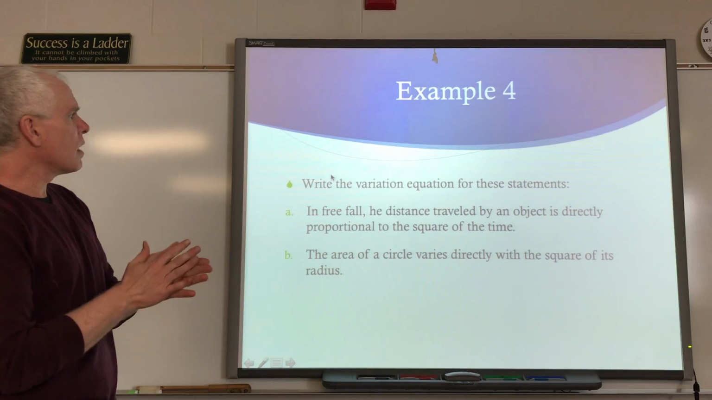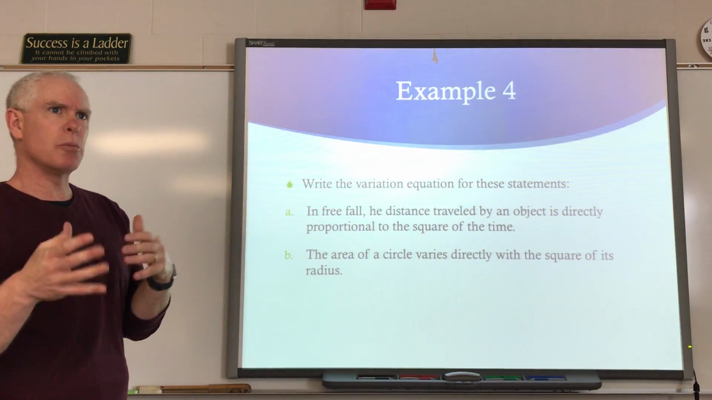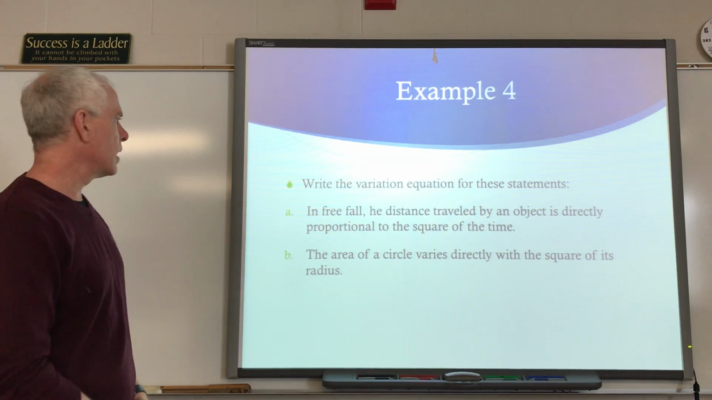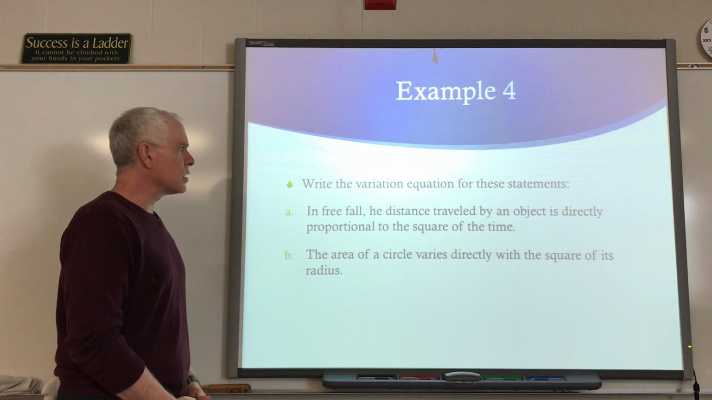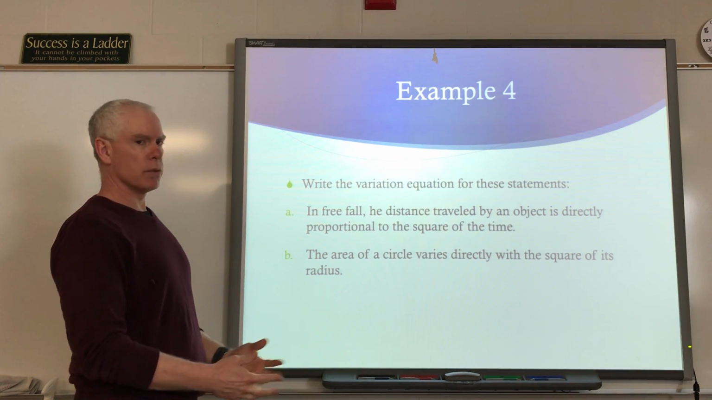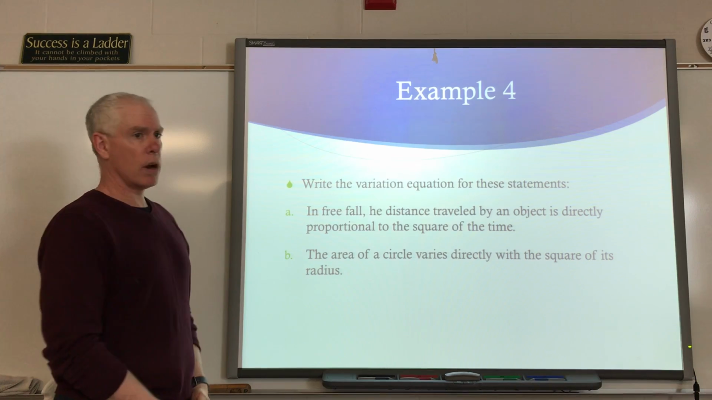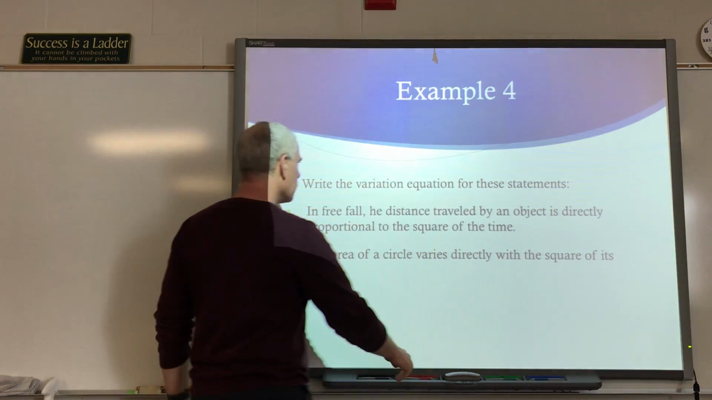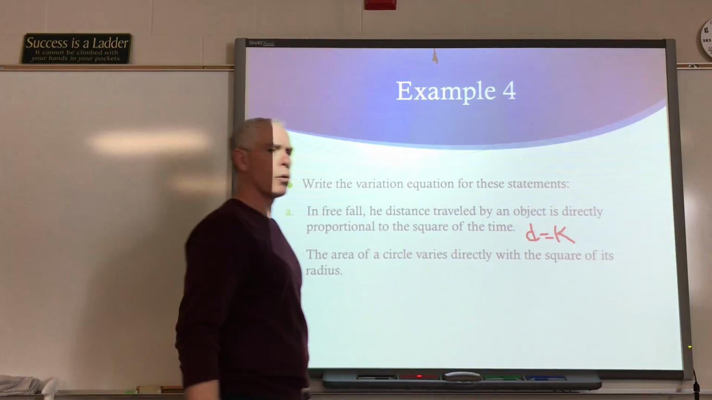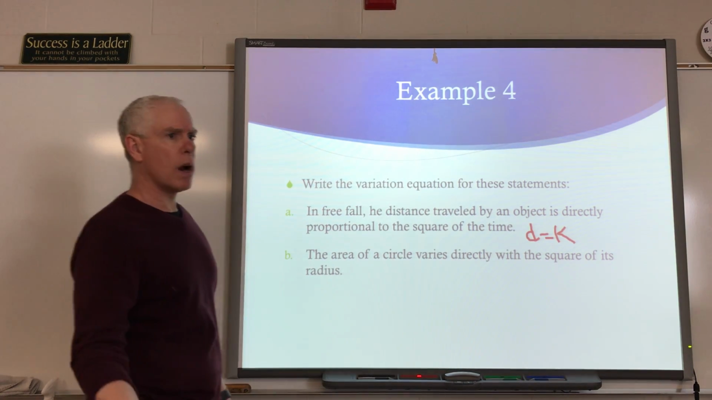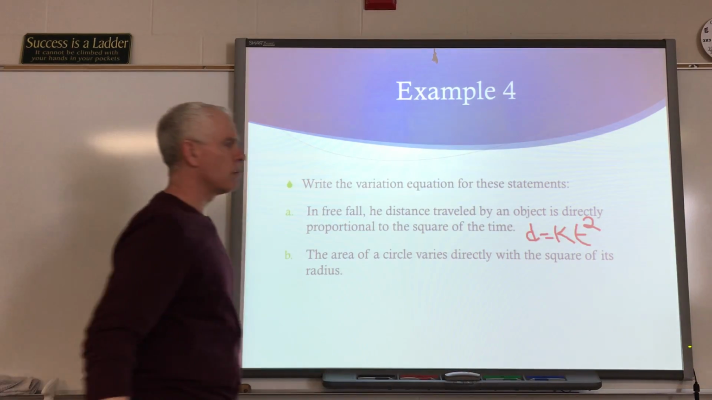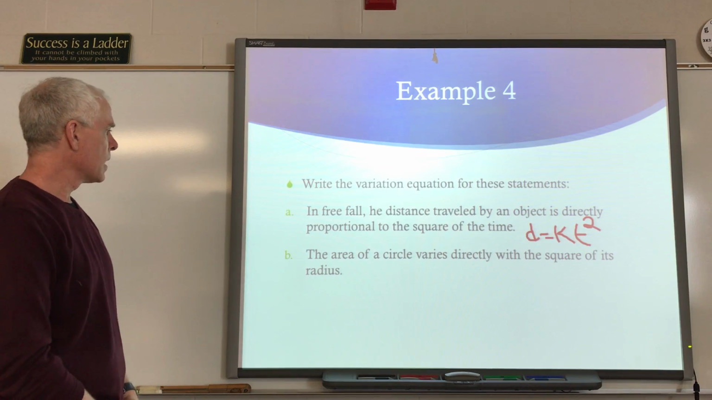Okay, example 4, write a variation equation for these statements. So now it's not going to be necessarily linear, but it's going to be similar. Okay, so it says in free fall, the distance traveled by an object, let's call that d, is directly proportional, so a k involved, to the square of time. So let's call time t. So the distance is directly proportional to the square of time. So I'm supposed to square that second variable, so d equals kt squared, all right?